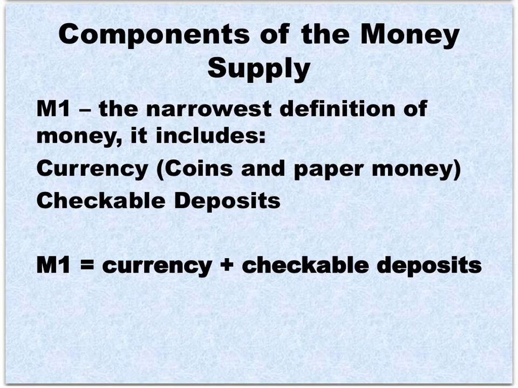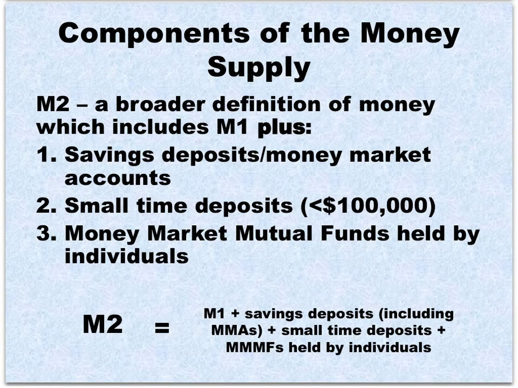Currency obviously is acceptable for buying things, but you can also write a check or use your debit card. And so that balance in your checking account also makes sense as money. So this is the narrowest definition of money: currency plus checkable deposits. The next definition of money that the army of economists keep track of is M2. It's a broader definition, so it includes all of M1 plus three other things.